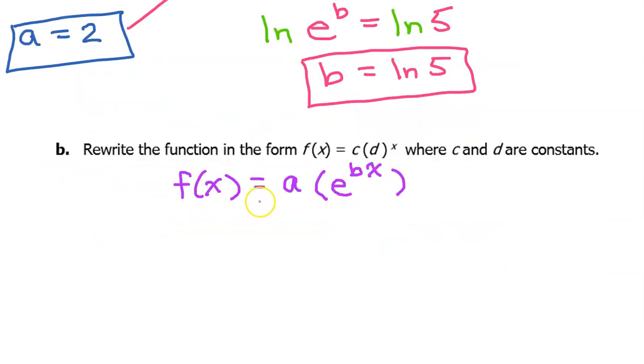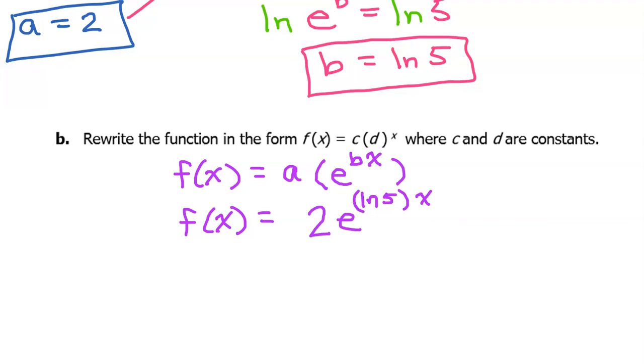Part B is a fun little puzzle. We are to rewrite the function in the form f(x) equals c times d to the x power, where c and d are constants. Well, remember, the original function is f(x) equals a times e to the bx power. But in the previous part, we just found the values of a and b. So of course, let's start by substituting in the values of a and b.